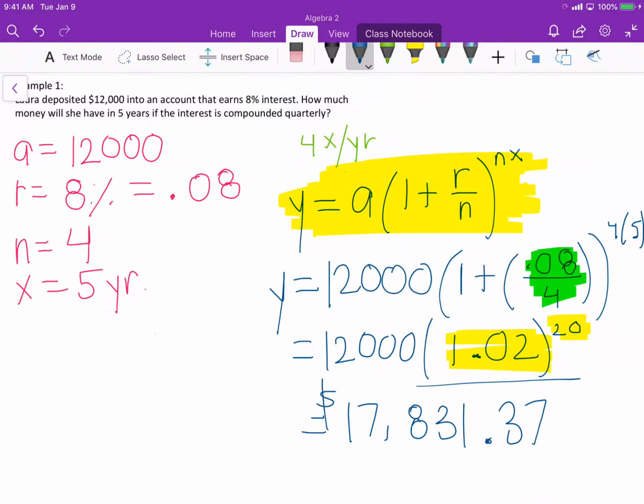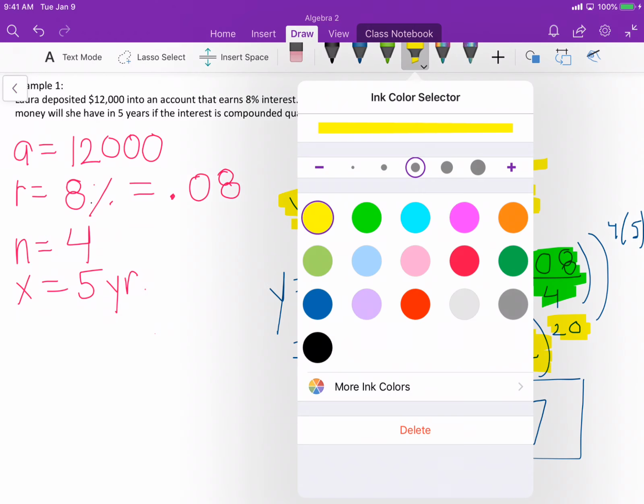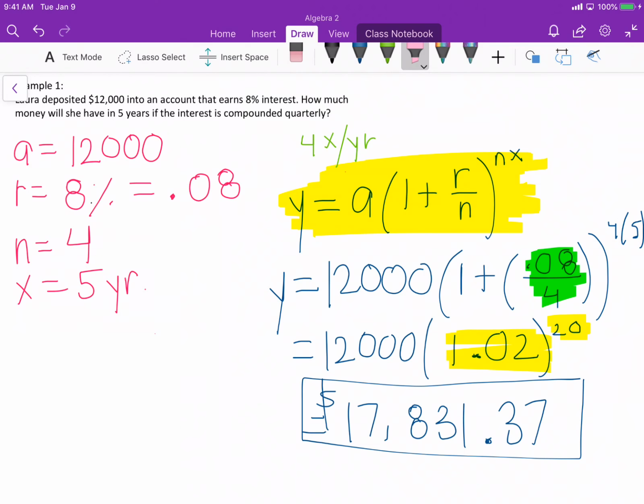And that represents the amount of money that Laura will have in 5 years if she originally deposits $12,000 and then earns 8% interest 4 times per year. Remember, the whole thing with this word problem is that Laura is getting compounded quarterly. So 4 times a year, she is going to get that interest rate being added to her account.